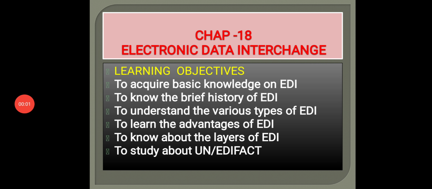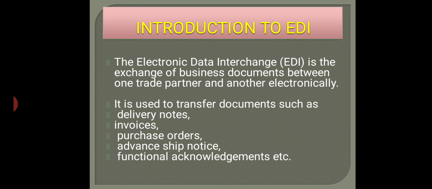Good morning, students. Today we are going to study Chapter 18, Electronic Data Interchange. In this chapter, we are going to see the basic knowledge of EDI, then a brief history of EDI, then various types of EDI, then advantages and layers of EDI, and then we are going to study the EDI fact.